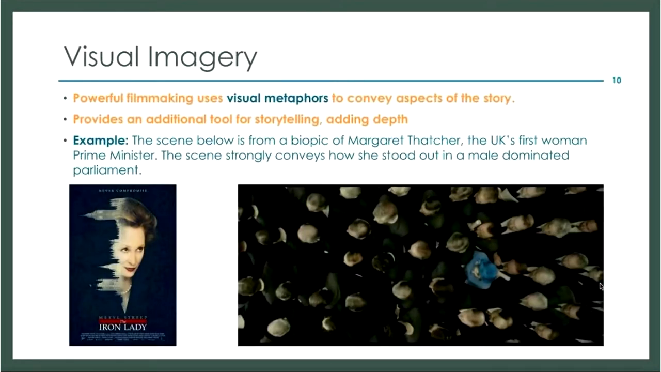And that brings us to visual imagery. Powerful filmmaking uses visual metaphors to convey aspects of a story. This provides an additional tool for storytelling, adding really quite a lot of depth and also different perspective. So, for example, the scene below is from a film about Margaret Thatcher, the UK's first woman prime minister. The scene uses striking visuals to convey how she stood out in a male-dominated parliament.